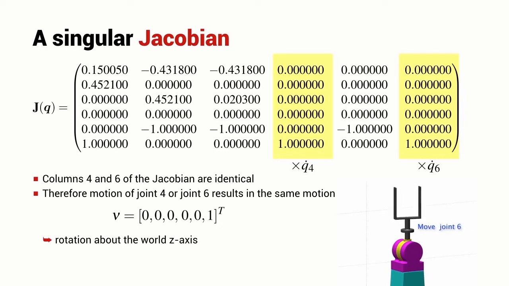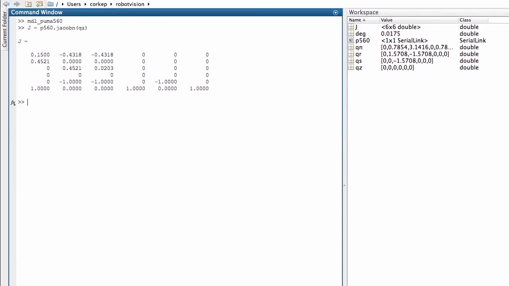For a square matrix, if two columns are identical, then it becomes singular. A mathematician would say that the rank of the matrix has reduced from full rank, rank 6, to a rank of 5. Here is that same Jacobian matrix in MATLAB, and we can clearly see that column 4 and column 6 are identical. If we compute the determinant of the matrix, we see that it is equal to 0. It means that this Jacobian is singular.